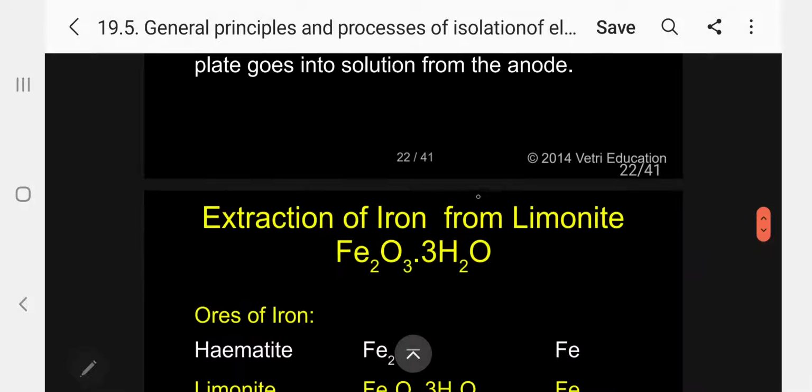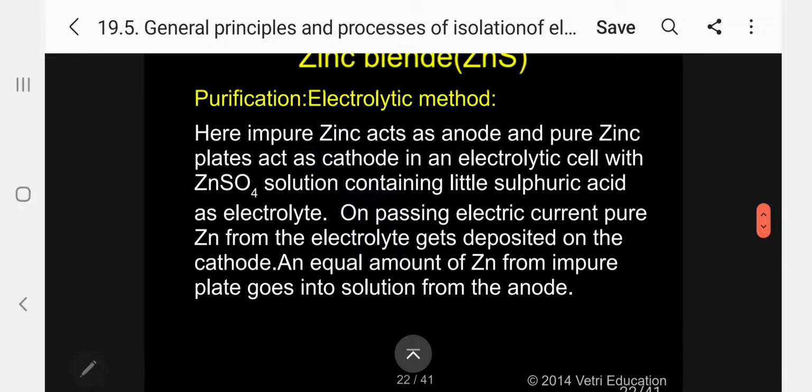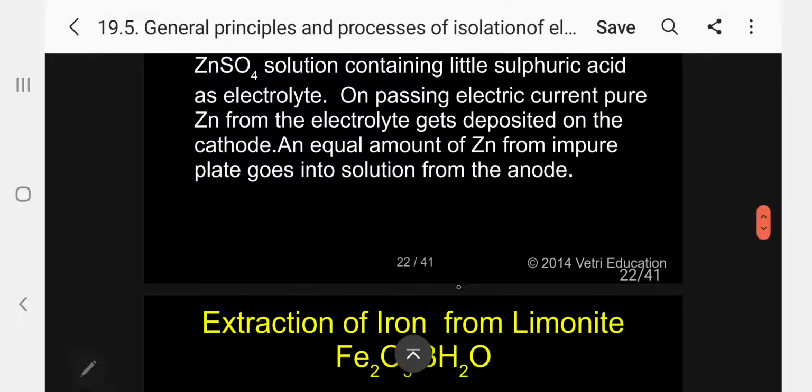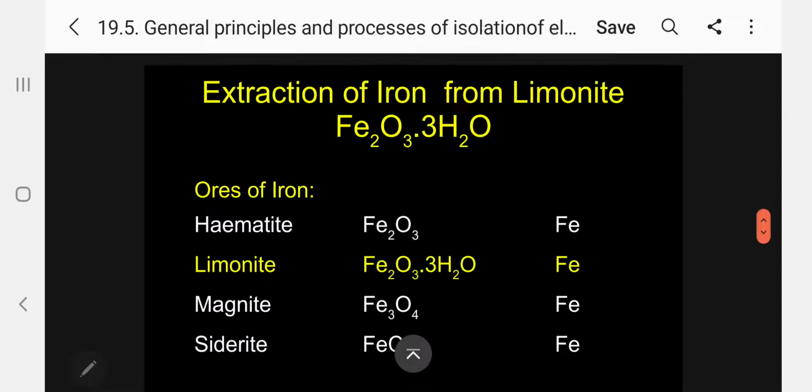That is the diagram I have not shown. You have seen it already in the case of copper. It is the same way. Kindly follow.